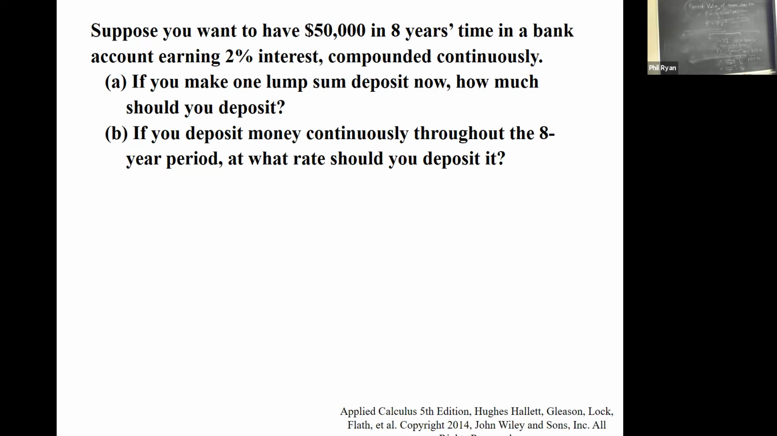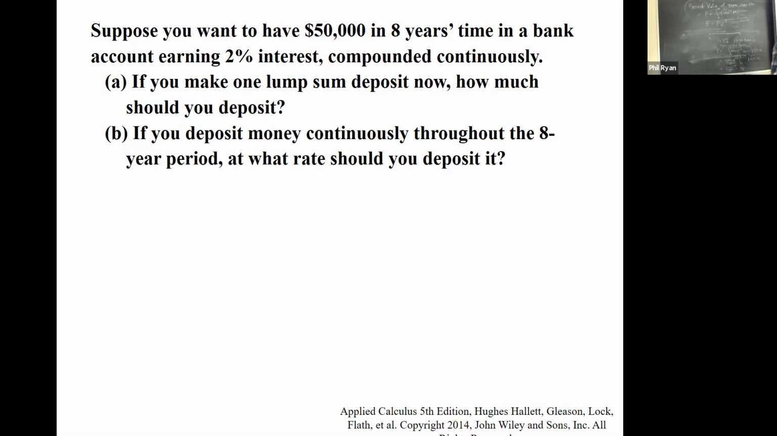Okay, so there are different strategies you can have to get that $50,000 in 8 years' time. One thing you can do is set aside the money now so that you have it in 8 years' time. Of course, you don't have to put away $50,000 now, because if you invest it for 8 years, it'll grow. So the idea is, how much money should you put away now so that it'll be $50,000 in 8 years' time? But that might be onerous, to put away that large amount of money.